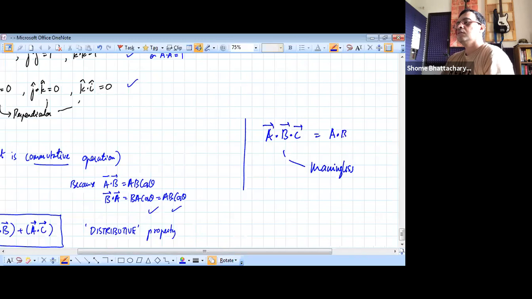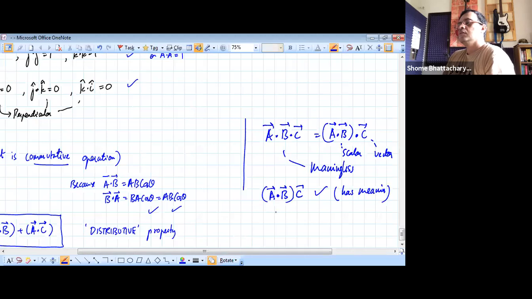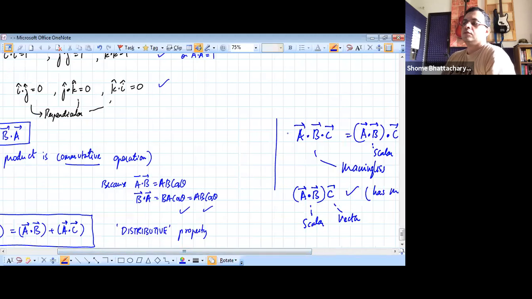because this quantity is now a scalar and this is a vector. So we cannot operate a dot between a scalar and a vector. Okay. However, we can write like this. This makes sense. Okay, this has meaning because this is a scalar and it is just multiplied with a vector quantity. It's not a dot product. So this is a meaningless quantity, but this makes sense.